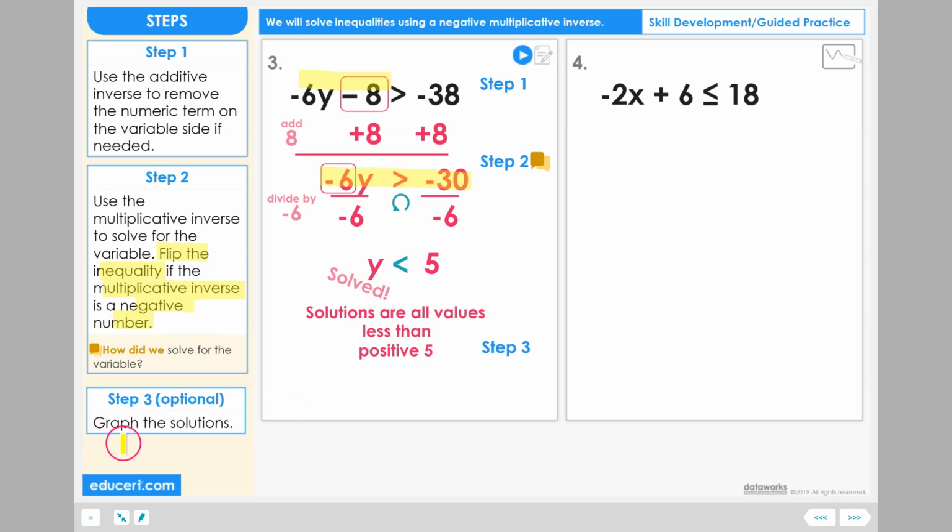Step 3. Graph the solutions. We draw our number line, we put positive 5 in the middle of our number line. We will not include 5 as an answer, so we use an open circle, and then we draw our arrow in the direction of all values less than positive 5.